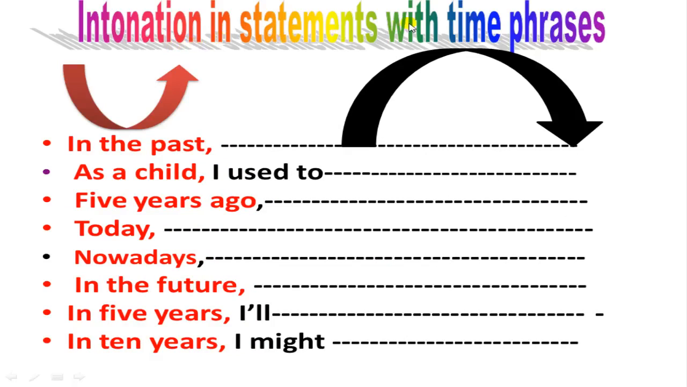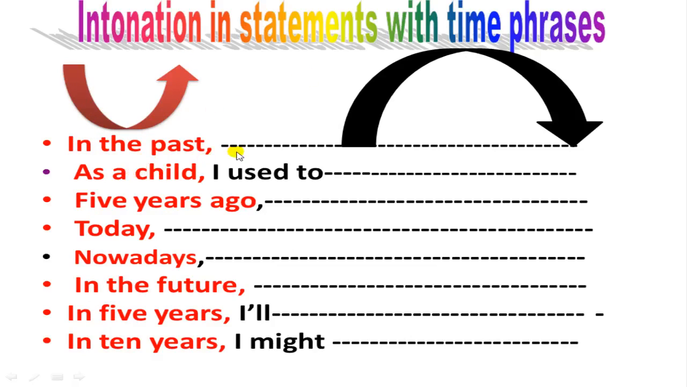Intonation in statements with time phrases. So here we have these time phrases: in the past, as a child, 5 years ago, today, nowadays, in the future, in 5 years, in 10 years. These are time phrases. They express time. The sound is up, higher, in the past. As a child.